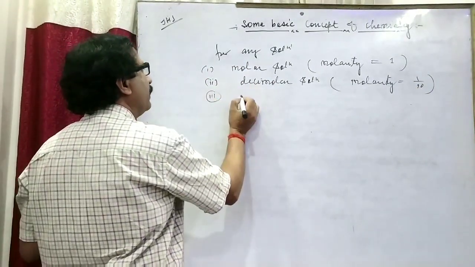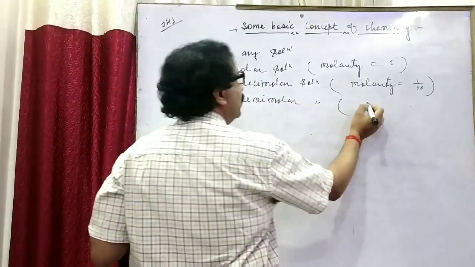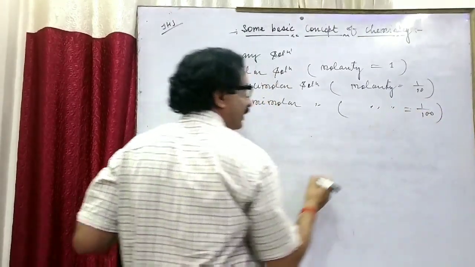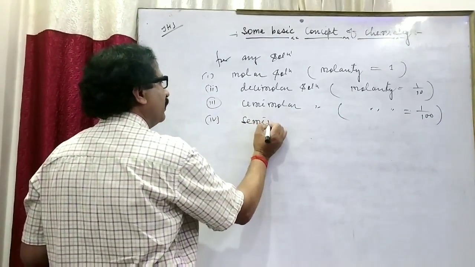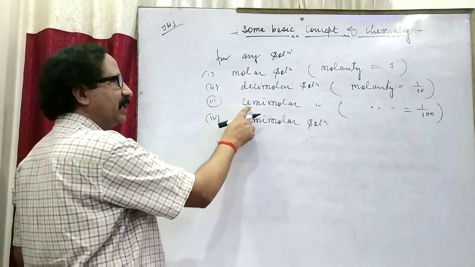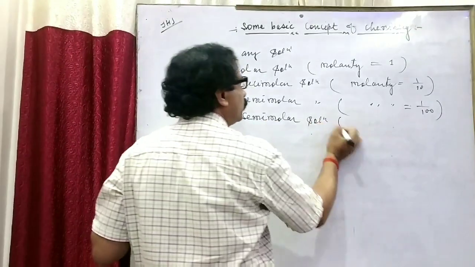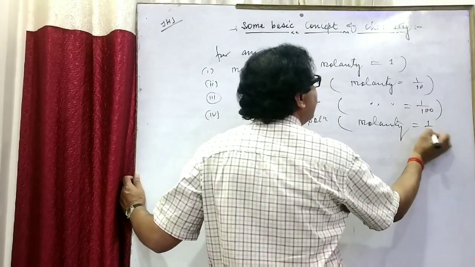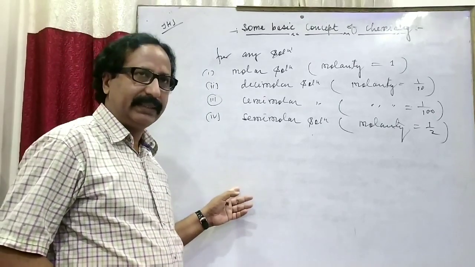By the same way, centimolar solution. Centimolar solution means whose molarity is 1 by 100. And by the same way, semimolar. Both are homophones. One is going to start from C and that is going to start from S. Semimolar solution means that solution whose molarity is 1 by 2. I hope everybody come to know about the molarity, right?